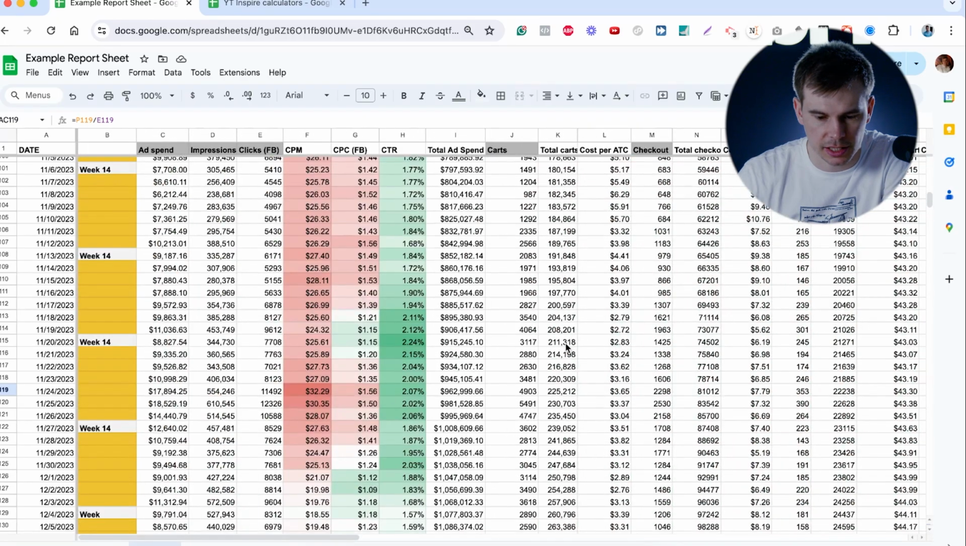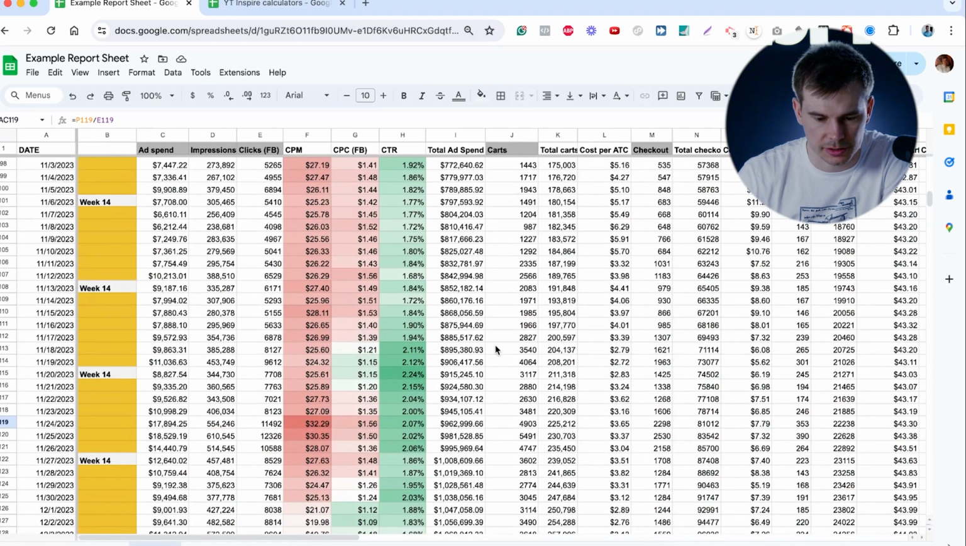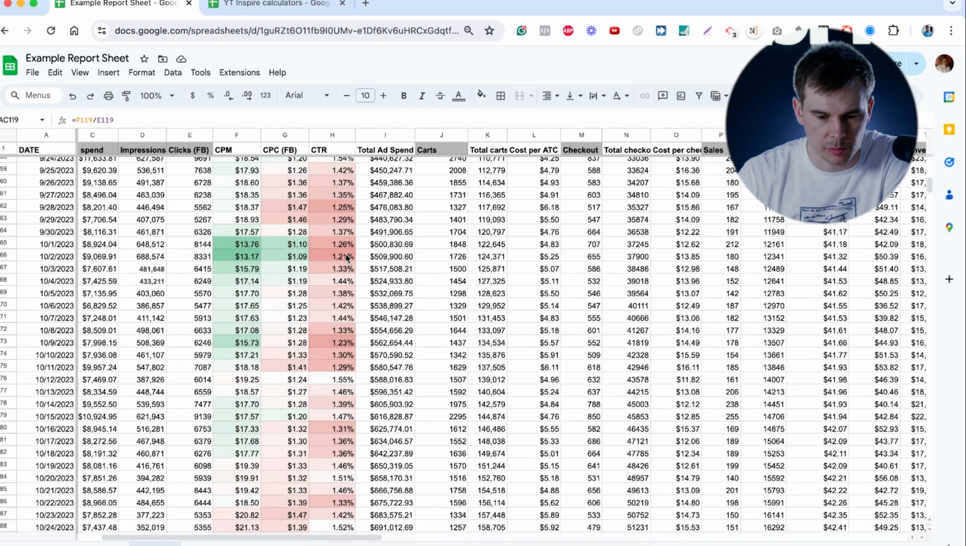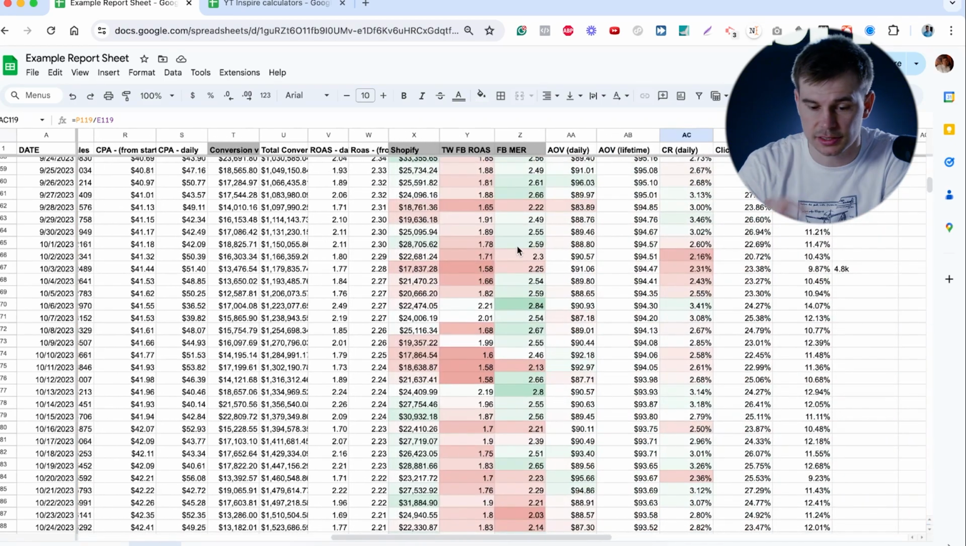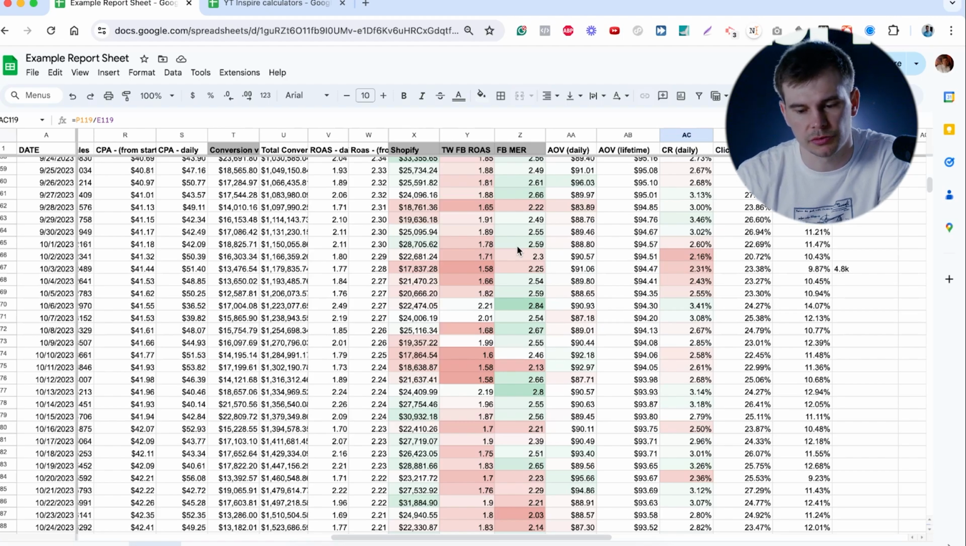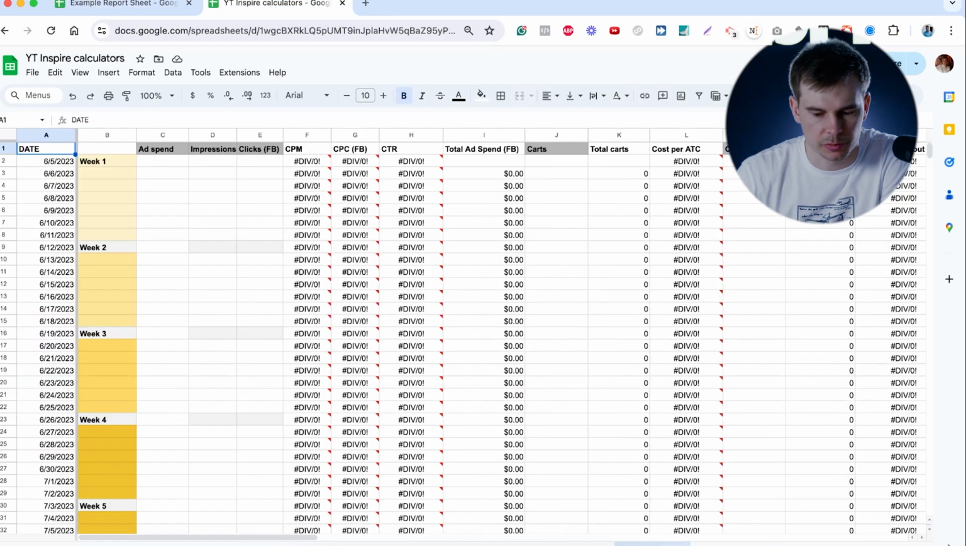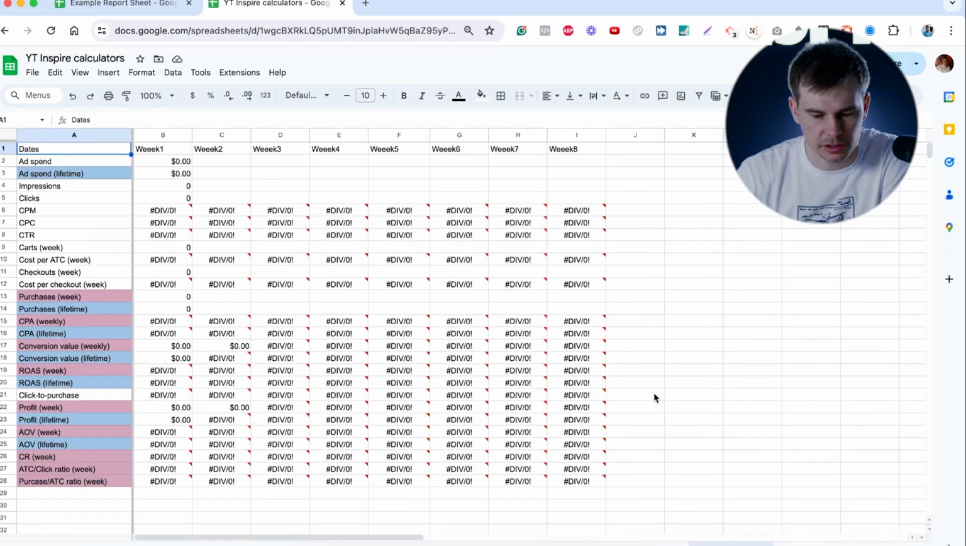So when a client asks, hey, what's happening? Why are results down? I can say, hey man, our CPMs are up, or our CPMs are down, or our click rate is up or down. So I can easily identify where the opportunities in the funnel are and which metric actually had an impact on my ROAS drop. These are the numbers from the daily report, but they get accumulated in a weekly report.